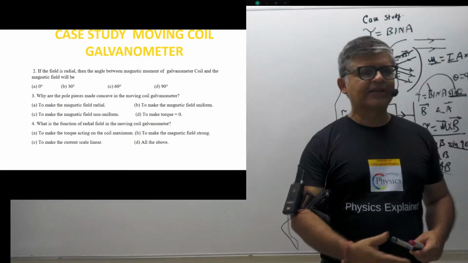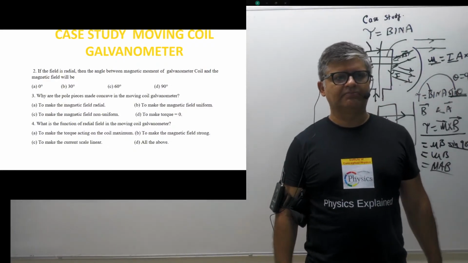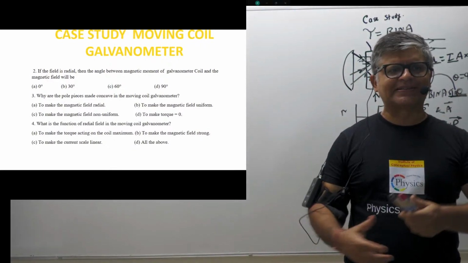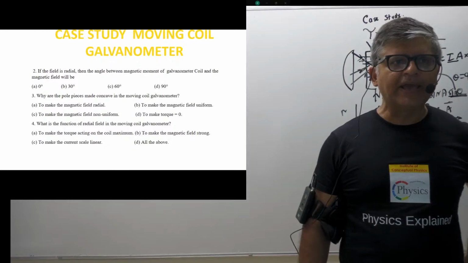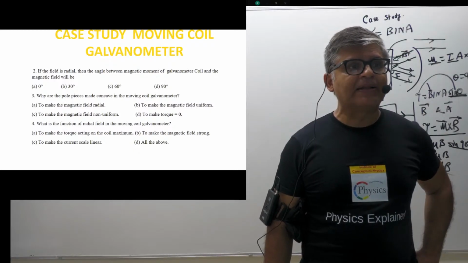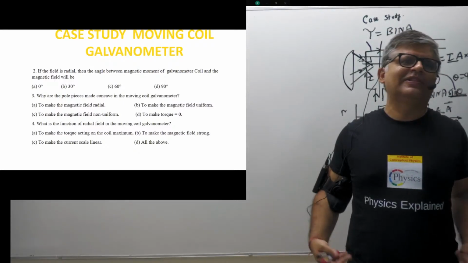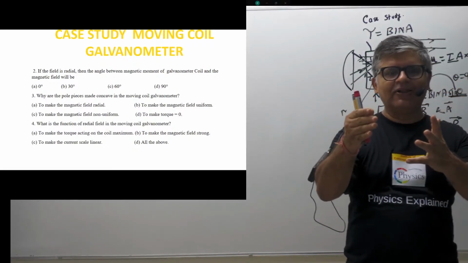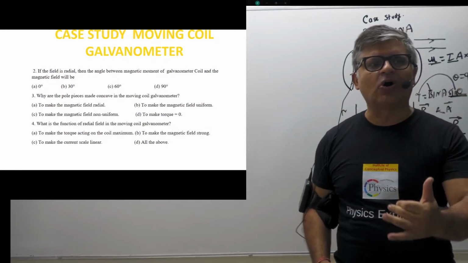Okay, let's go to the next one. Why are the pole pieces made concave in a moving coil galvanometer? Okay, let's go through each of the choices. We already know the answer because we've already discussed it, but let's eliminate options. To make the magnetic field radial, okay, it is radial in shape, definitely. To make the magnetic field non-uniform, wrong. To make the torque equal to 0, if there is no torque, how will this instrument work? It is a moving coil galvanometer. If the coil doesn't move, what are we talking about? The coil only moves because of torque.